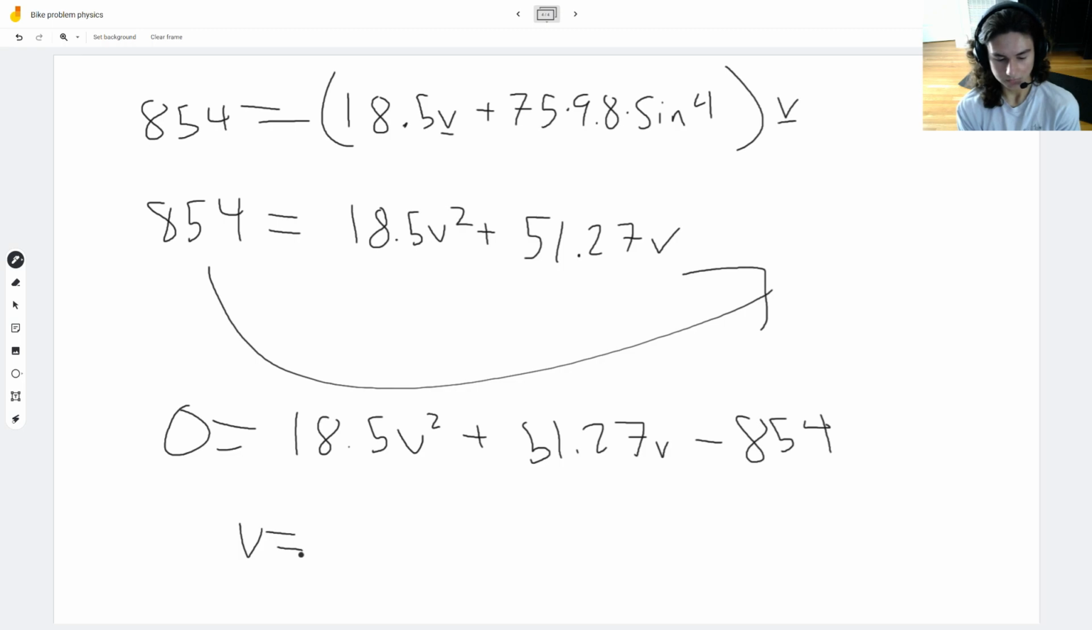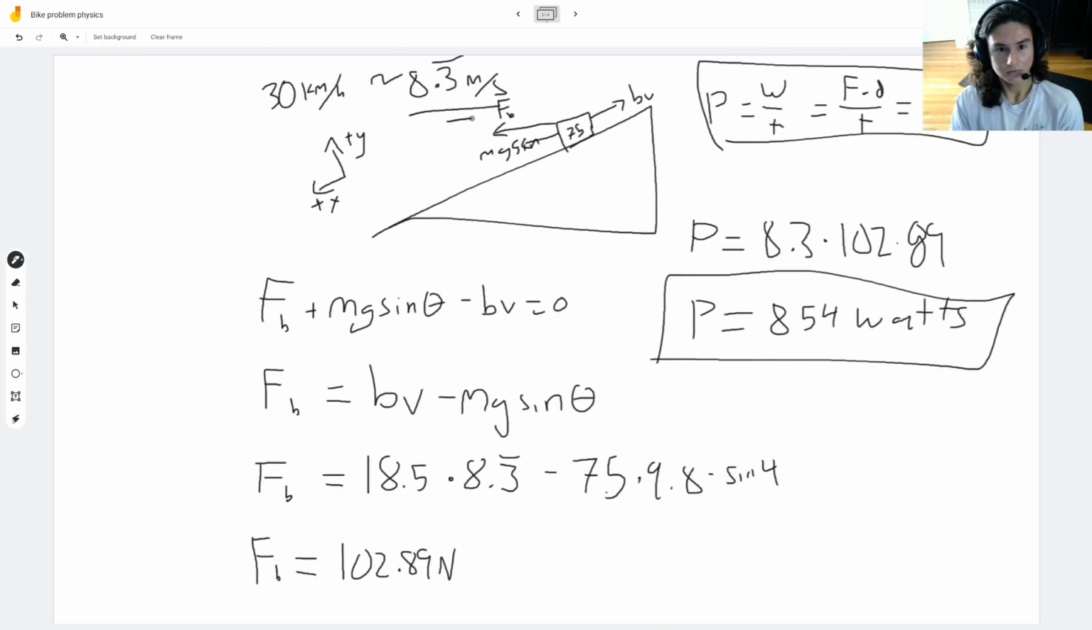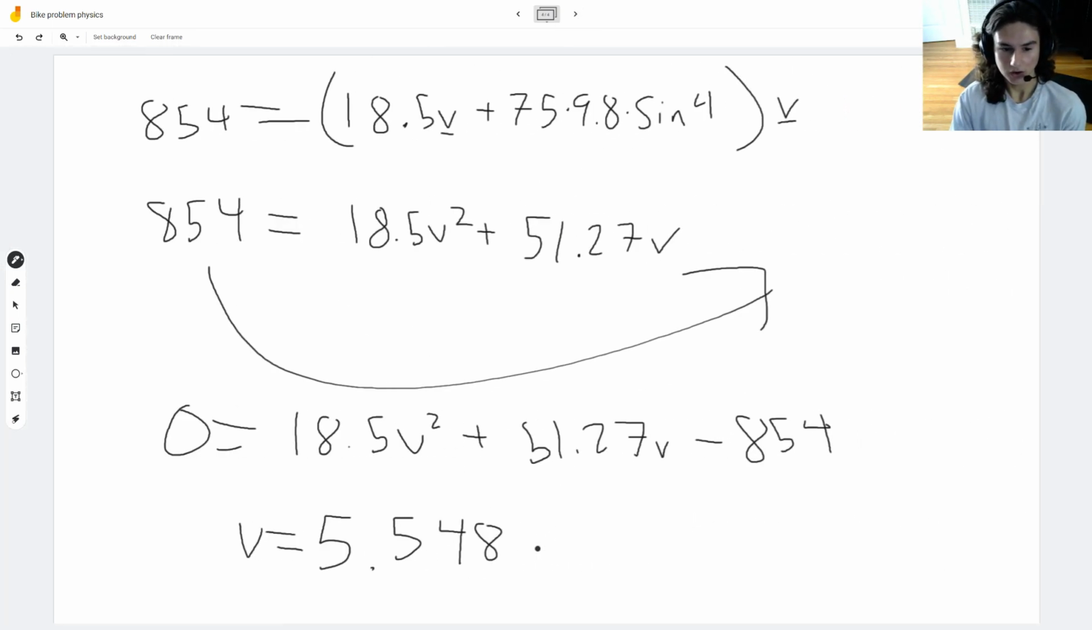Now all we need to do is solve for velocity using the quadratic formula. I'm going to put it into my graphing calculator: 18.5, 51.27, and negative 854. And we get two values of velocity. I'm going to pick the positive one because we're not going to be going in a negative direction. So 5.548. And conveniently, the other value of velocity that we get is actually the original velocity here, which is saying how fast it would go if it was using the same power to go down the hill. This time we're just looking at the power it takes to go up the hill, and this is in meters per second.